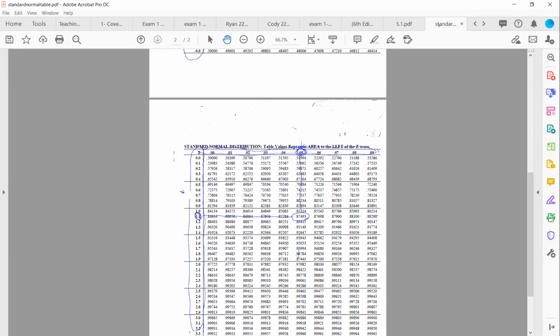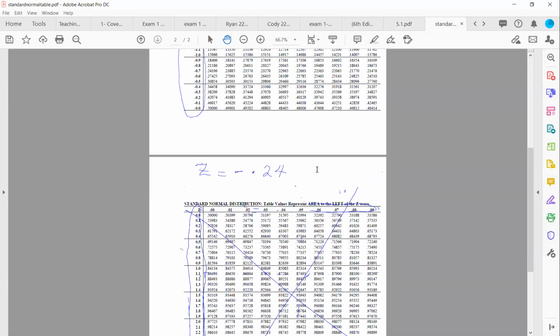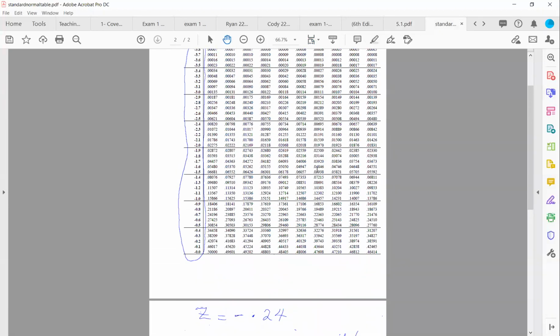First of all, my Z is negative. Should I use this table or the other table? Z is negative 0.24. Look at these Z values. All of them are positive. So I'm not going to use this table. I have to get back to the previous table with all negative Z values.